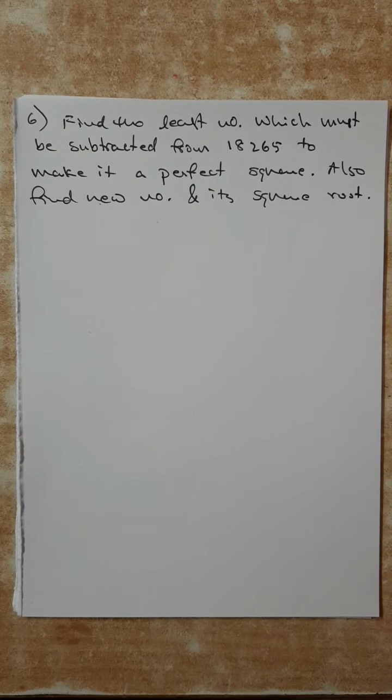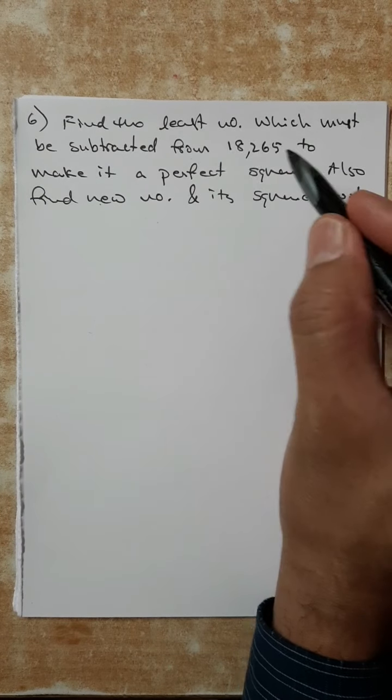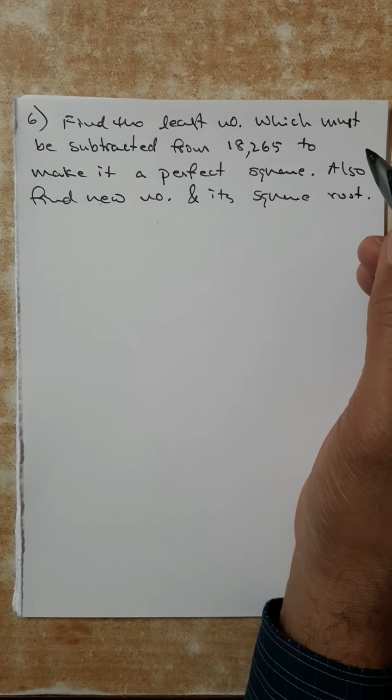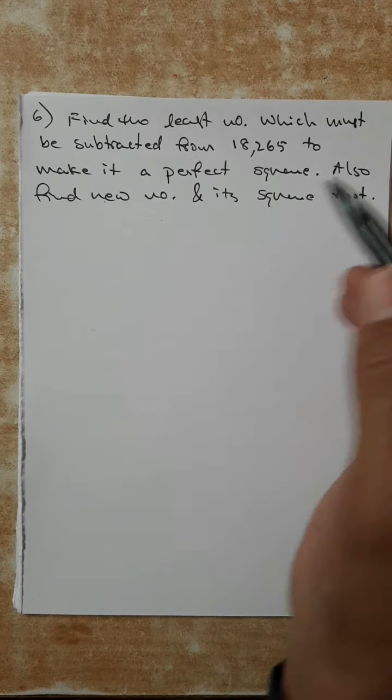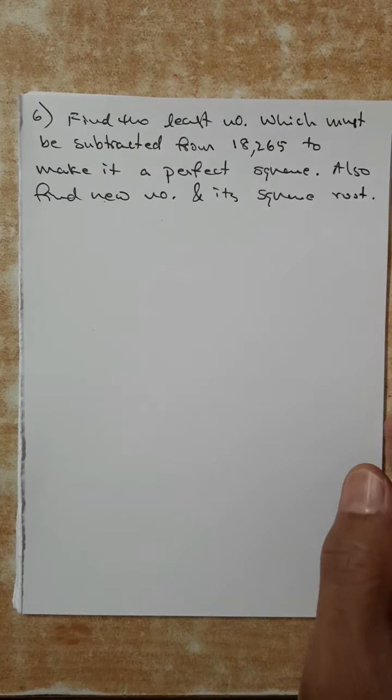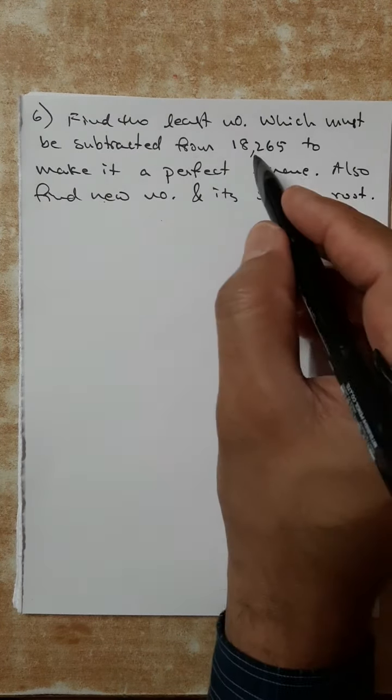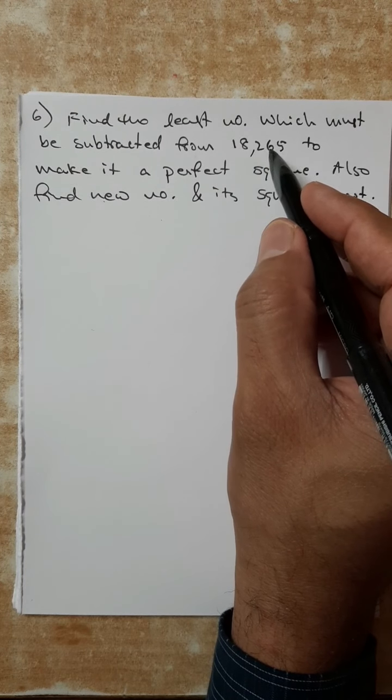Next question. Find the least number which must be subtracted from 18,265 to make it a perfect square. Also find the new number and its square root. 18,265 is there. Is it a perfect square?